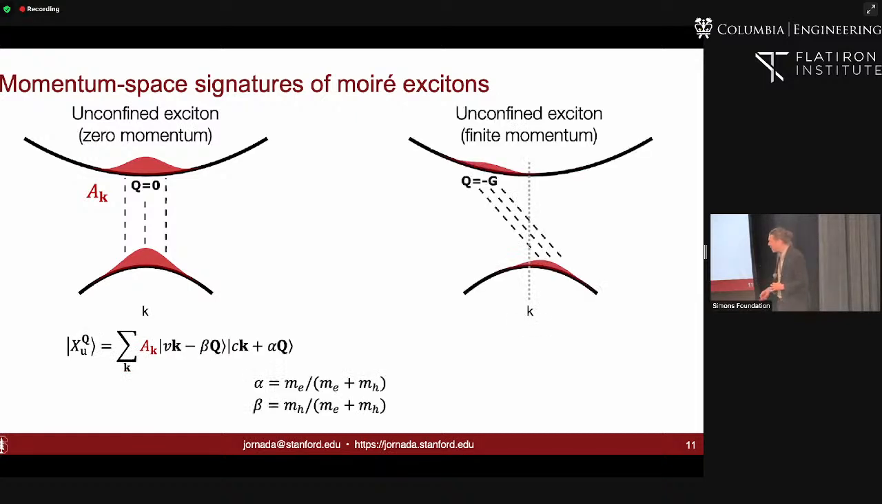This exciton is dispersive. So I can actually compute how an exciton with a finite momentum, say Q, looks like. And you can convince yourself that it looks like this. If you want to have a finite momentum, you displace the holes by some amount, the electrons by some other amount, and the amount by which you have to shift them is proportional basically to the ratio of the electron mass to the total mass, or vice versa.